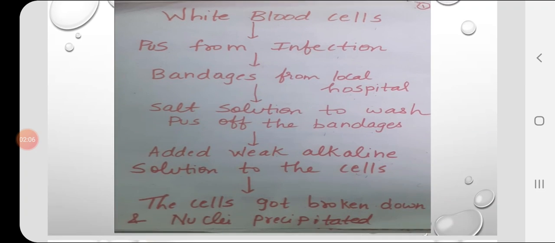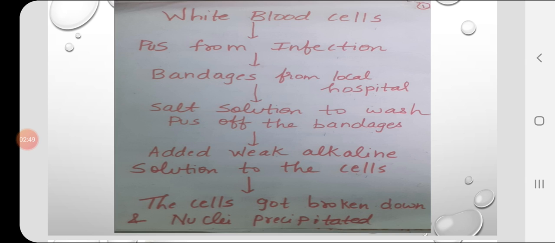Let us see in detail now what he did. Friedrich Miescher did the experiment on white blood cells. For this experiment, he collected pus from the infection. For collection of pus, he collected bandages from the local hospitals, and for removing the pus from the bandages, he used salt solution to wash off the pus.